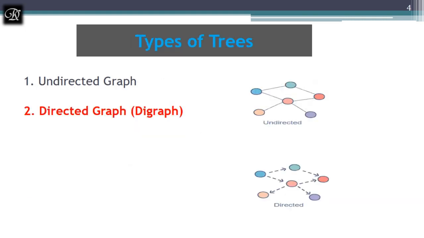Let's see the types of graphs. There are two types of graphs, undirected graph and directed graph, and this experiment is based on the directed graph, which we call a digraph. So a digraph will be having a direction of the edge, and the undirected graph is not having the direction of the edge.